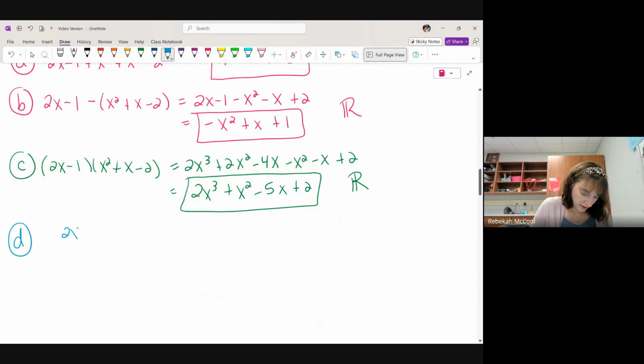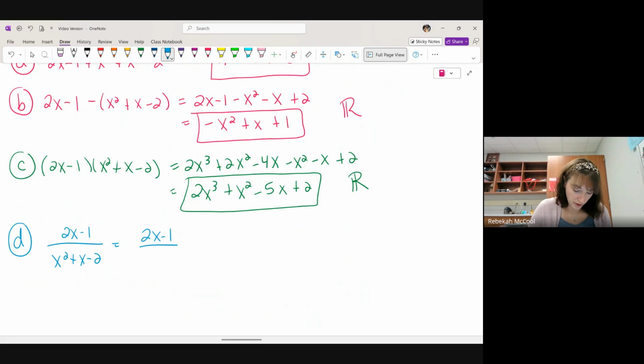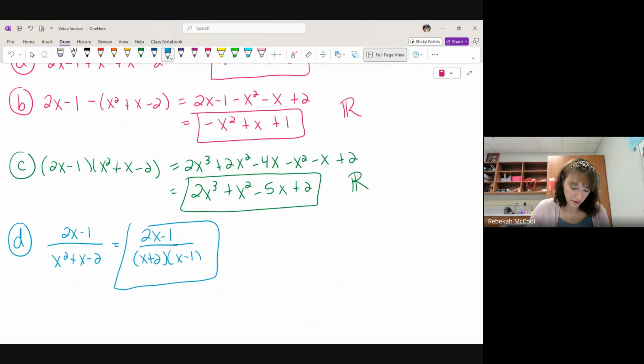So that'll be the 2x minus 1 divided by x squared plus x minus 2. Now, when we're dividing, we do want to see if this can simplify. So I'm going to factor my denominator. So it is a quadratic, a nice one. We're looking for two numbers that multiply to get to negative 2 and add to get to a 1. So that should be positive 2 and negative 1. Now, my numerator doesn't factor at all, so this can't simplify any further.